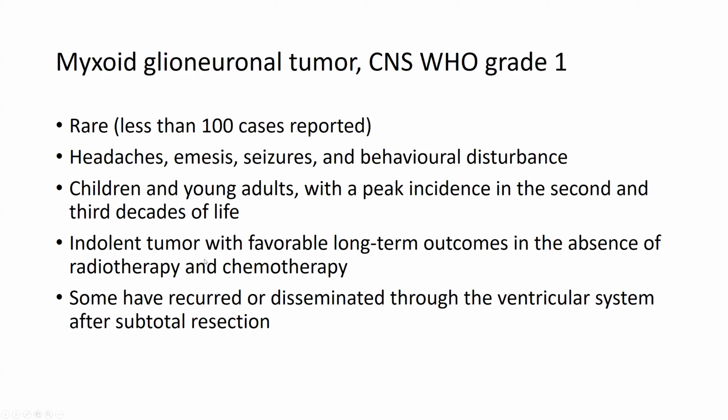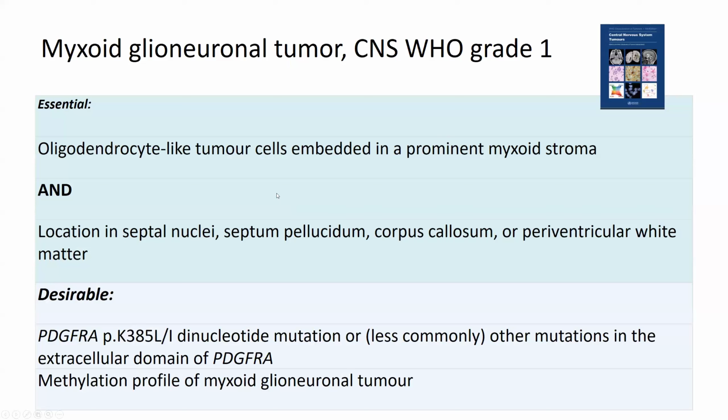But again, these are very indolent tumors with favorable long-term outcomes in the absence of radiotherapy and chemotherapy. Although some have recurred or disseminated throughout the ventricular system after subtotal resection. But even in those cases, those patients tend to still do very well. So the essential criteria are those oligodendrocyte-like tumor cells in the myxoid stroma, and then importantly, really the location has to be midline. It is very helpful to identify that PDGFRA mutation or perform methylation profiling to confirm the diagnosis when available.